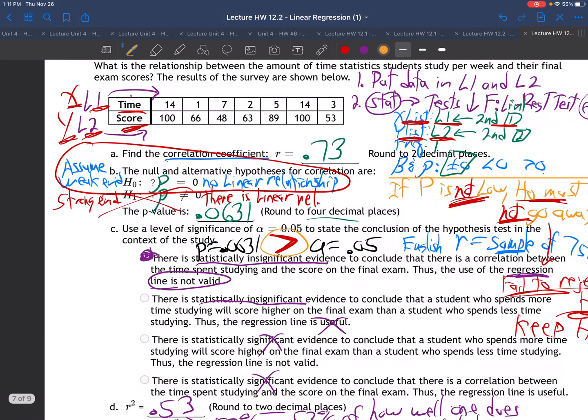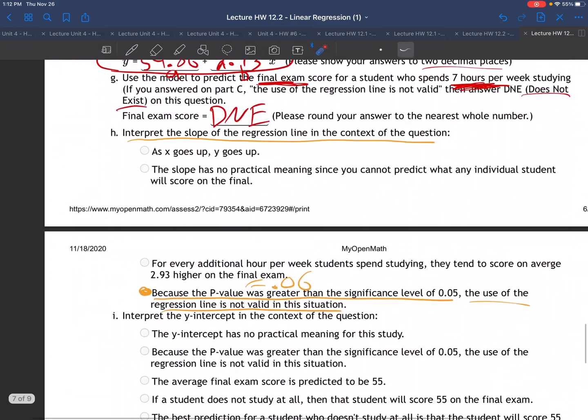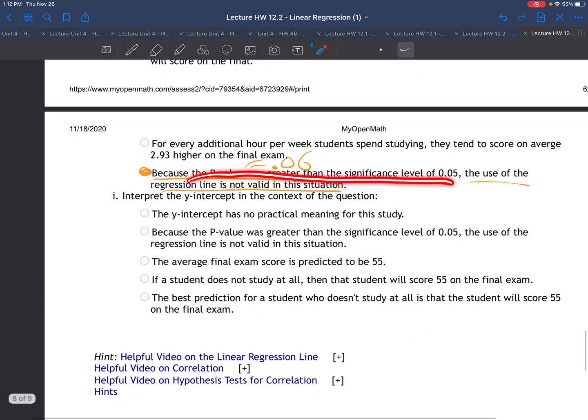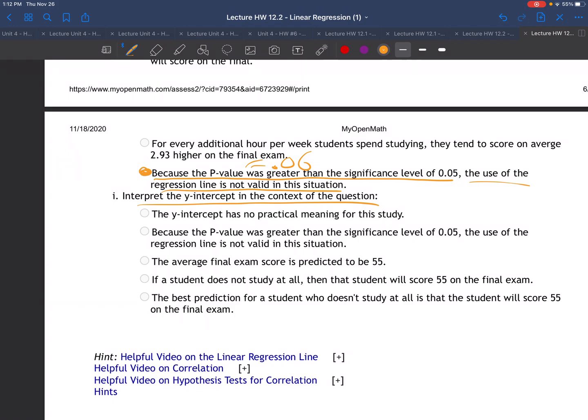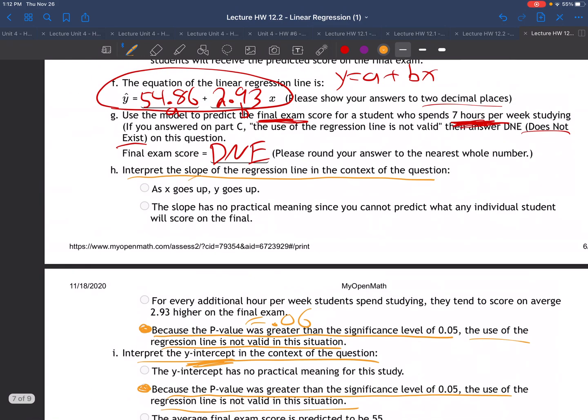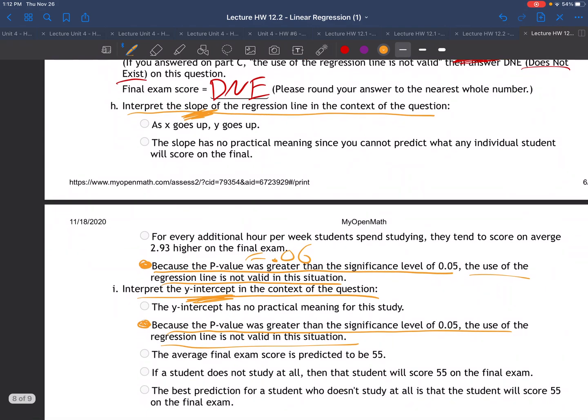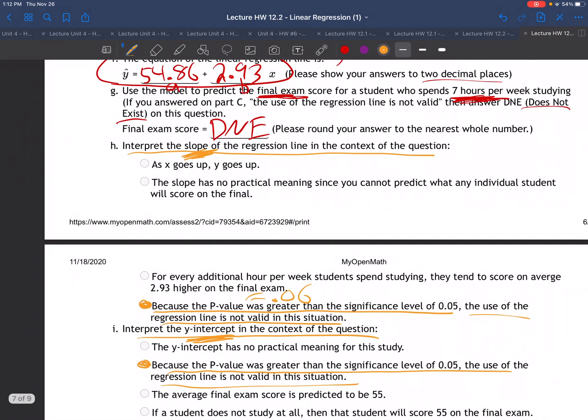Remember, our p-value up here came out 0.0673. It was greater than alpha. Which means what? No linear relationship. Evidence is too weak. So we say because the p-value is greater than the level, the use of the regression line is not valid. And then they ask to interpret the y-intercept. Same thing. Because the p-value is greater than the level, we can't be using anything from the regression line, his y-intercept, his slope. We can't use anything from that regression line because we rejected that. We said, no, it's not a linear relationship. So there we go.